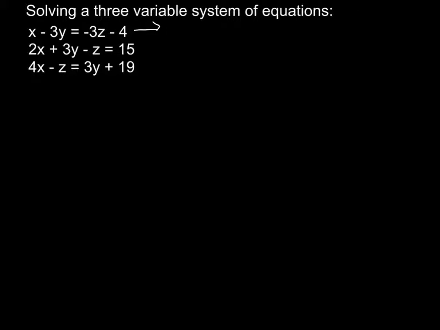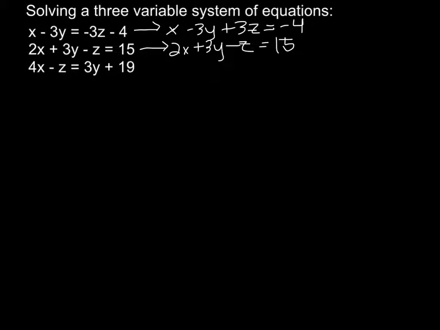In this one, I add 3z to the other side, so it's going to be 1x minus 3y plus 3z equals negative 4. Here it's fine. It's in the order 2x plus 3y minus z equals 15. Here I need to subtract the 3y to the other side, and I'm going to put it in between the 4x and the z. So 4x minus 3y minus z equals 19. So now I have equations 1, 2, and 3.